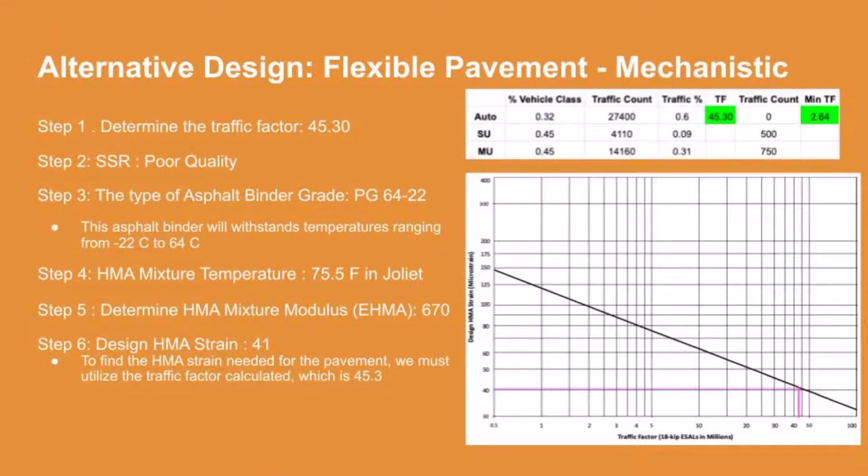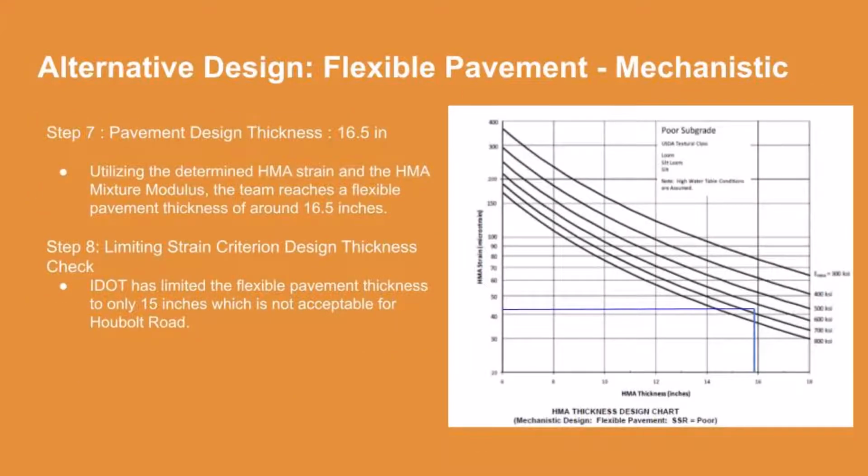In this alternative design of flexible pavement, we determined the calculated traffic factor of 45.3 and a minimum traffic factor of 2.64. Currently, the subgrade support grading is in poor quality. The climatic conditions of the area of Joliet appear to have a range of temperatures from -22 to 64 degrees Celsius. The asphalt binder material that can withstand temperatures in this range was found to be PG64-22. The HMA mixed temperature was determined to be 75.5 degrees Fahrenheit.